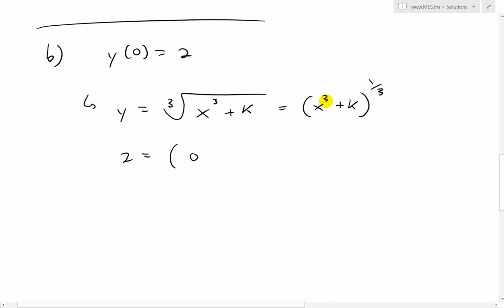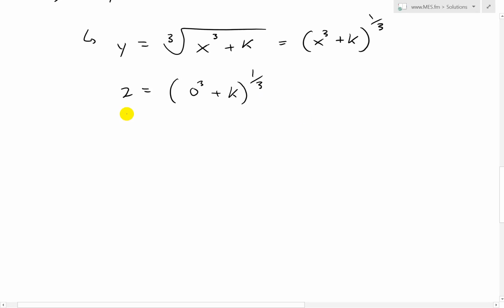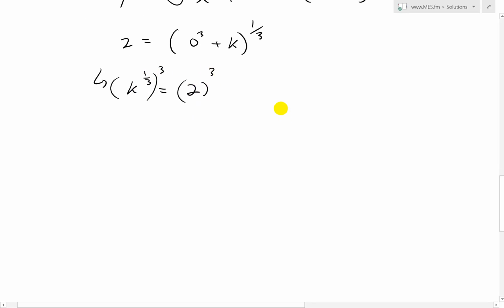So what we end up having is 0 cubed plus k, to the power of 1 over 3. And 0 cubed is just 0, so we end up with k to the power of 1/3 equal to 2. Then we can take the power of 3 on both sides. We're not changing anything. And what we end up getting is k to the 1/3 power of 3, that's just power of 1, so k equals 2 cubed, which is 2 times 2, which is 4, times 2 again, which is 8. So k is 8.